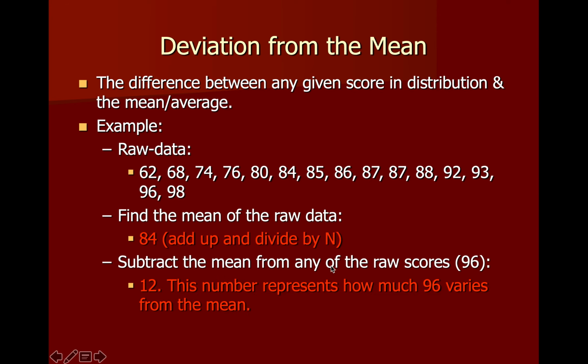And then subtract the mean from any of the raw scores. So let's say we choose 96. We subtract 84 from 96, and then we get 12. So 12 is our deviation from the mean for that particular score of 96. And again, that n here is just the number of scores that we have: 1, 2, 3, 4, 5, 6, 7, 8, 9, 10, 11, 12, 13, 14, 15.